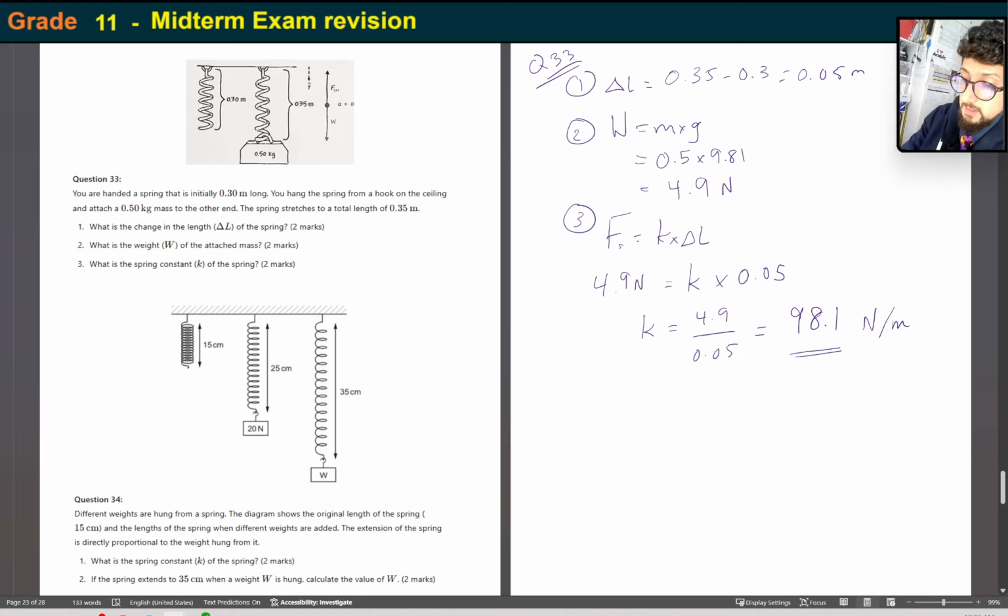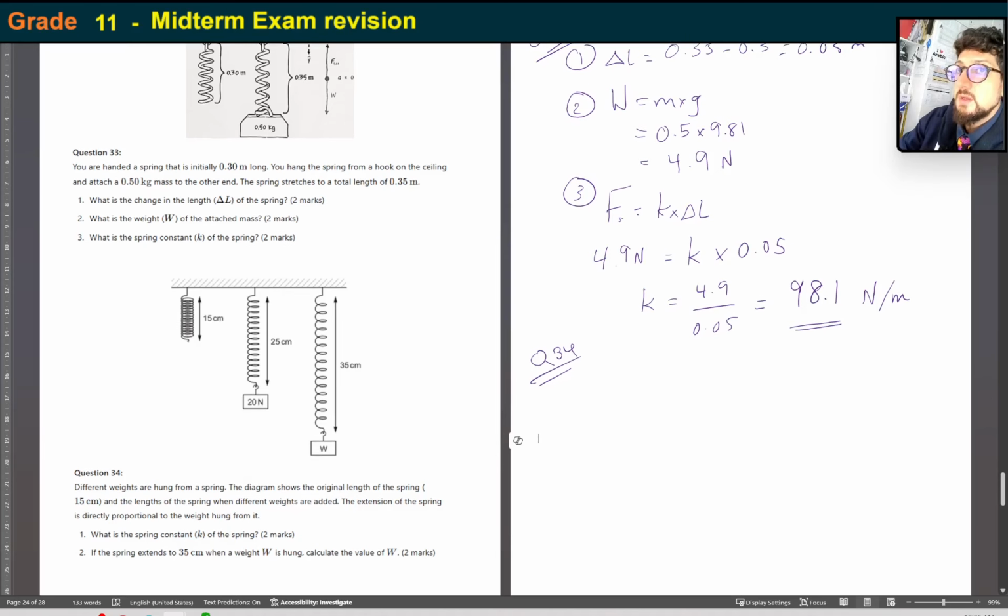Okay? Right, let's look at question 34. Different weights are being hung on a spring. Let me just go down a bit. Different weights are being hung on a spring, and the diagram shows the original length of the spring, which is 15 centimeters, and then the length of the spring when different weights are added. Okay. The extension of the spring is directly proportional to the weight hung from it. What is the spring constant of the spring? Okay.